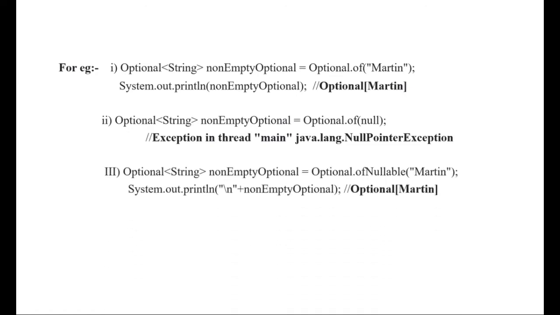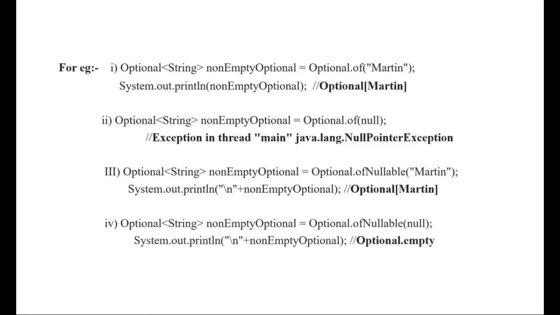In ofNullable, if you are passing Martin, then it will return a non-empty Optional object as a return type. In the fourth example of ofNullable, if you are passing a null value as an argument, it won't throw any exception, whereas the of method throws one. Here it won't throw. Rather, it will create an empty Optional object with no value.